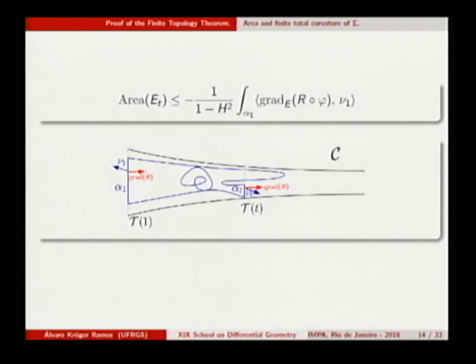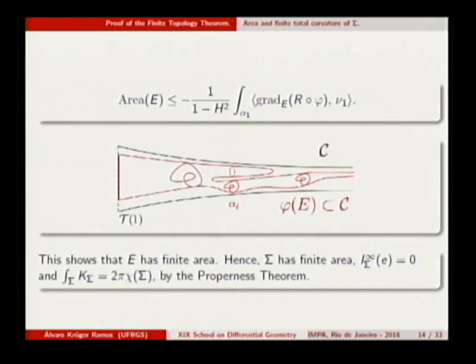And now we just make an exhaustion of the annulus by these curves, and you find that the area of the whole end is bounded by this constant, which depends only on the flux on the first curve here. So you obtain that the area of the whole end is finite. Since the surface has finite topology, it has a finite number of ends, and so it has finite area.